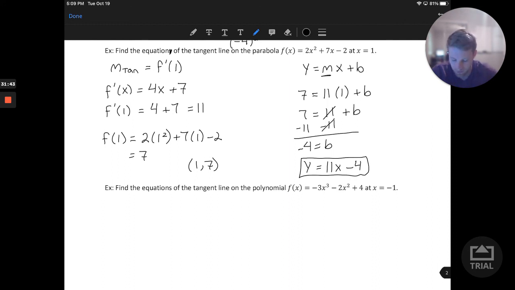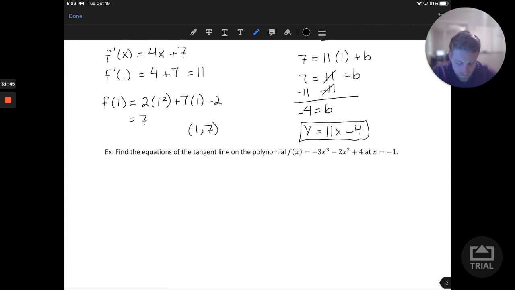So let's take a look at a second function to evaluate. We will take a look at a polynomial function this time at x equals -1. So again, the first thing I'm going to consider is finding that tangent line slope. So that's going to require me again to find the derivative at -1. So -1 is my input into my derivative. So let's consider f prime of x first. We have -9x squared, -4x, and the 4 just will go away as a 0.